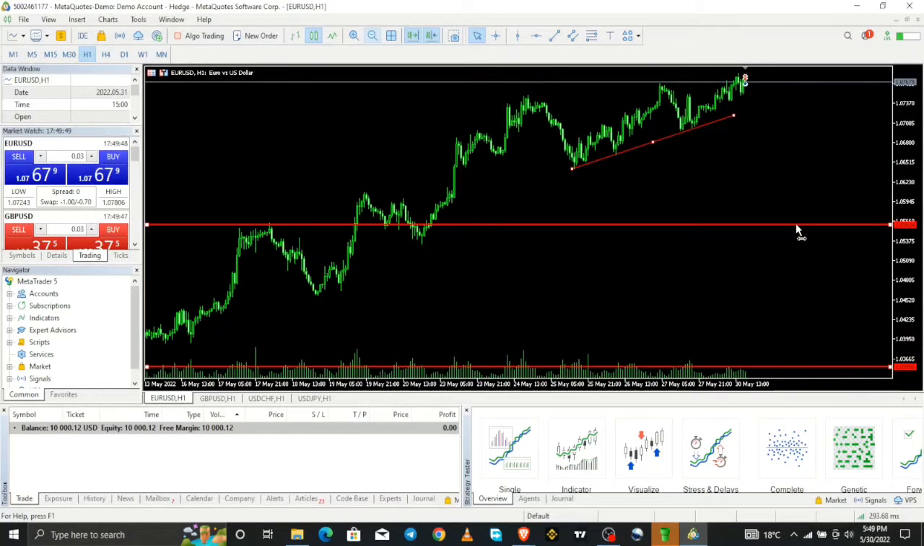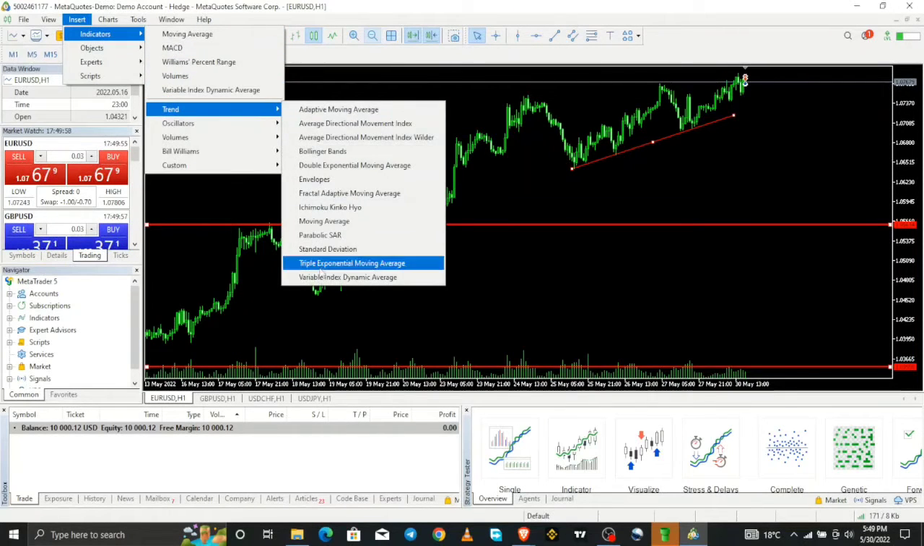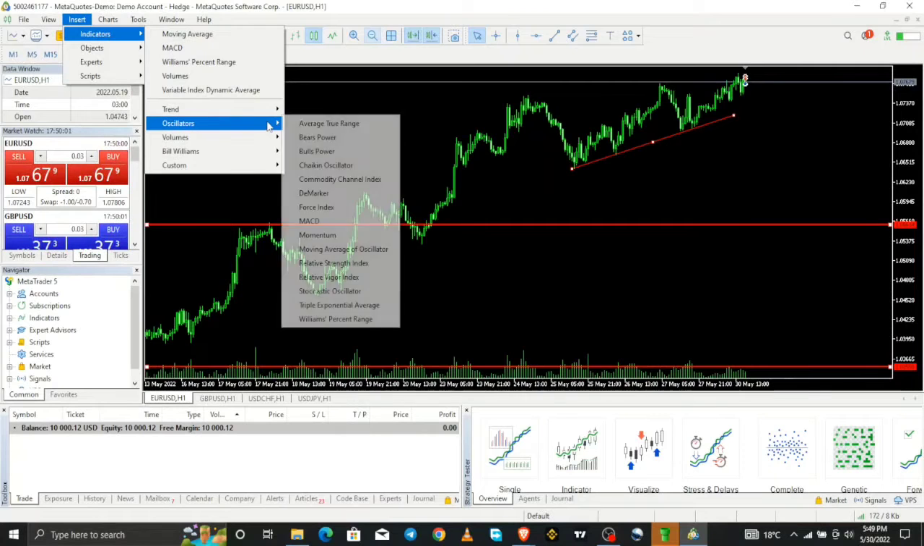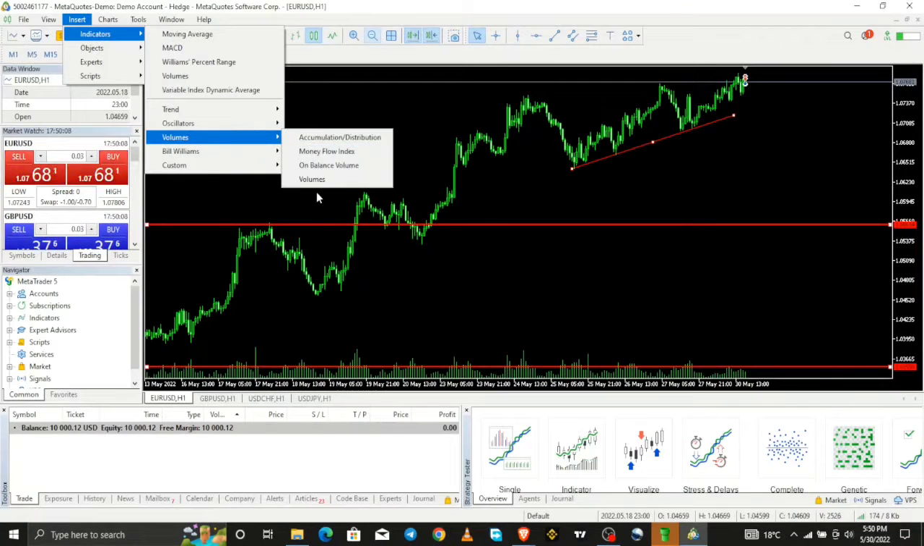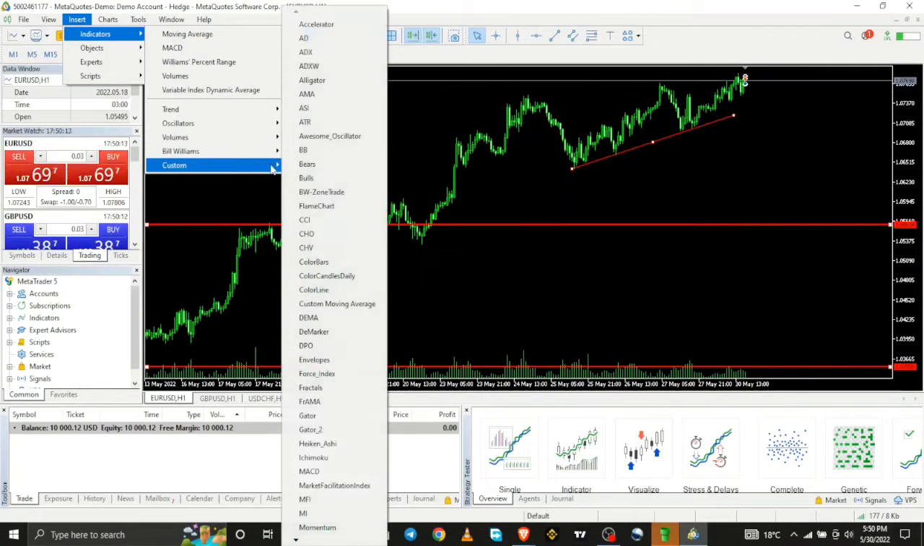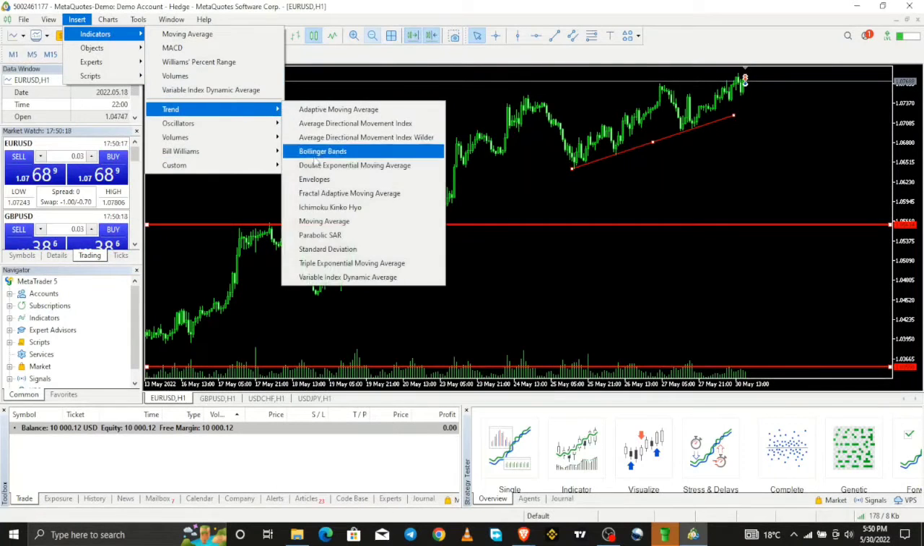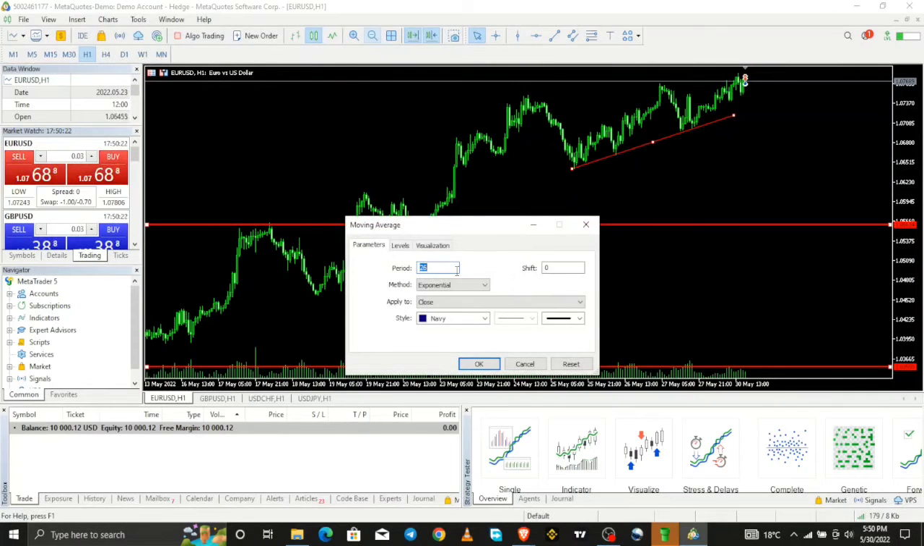Now, as you can see here, you can insert indicators like the moving average, MACD, and so many more indicators. Like here at the trend, you can insert moving average, standard deviation, oscillators. You can insert MACD, RSI, RVI, and so many more. You can also insert the volumes, the Bill Williams, and also you can enter your customized indicators right here. Let's put moving average for the purposes of this video.